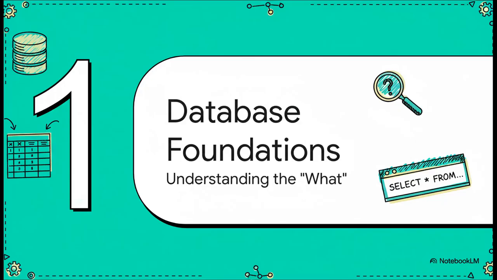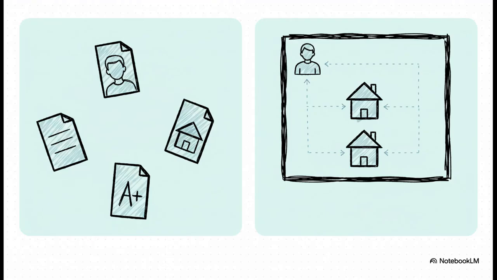We're going to start with the absolute basics, the foundation of how data is even organized in the first place. You got to know this stuff because everything else is built on top of it. So what's the big deal here? It all comes down to that letter R for relational.